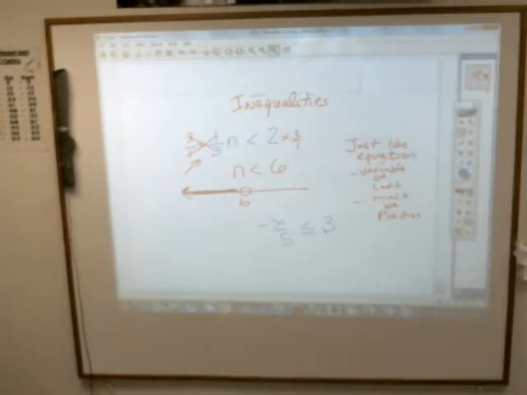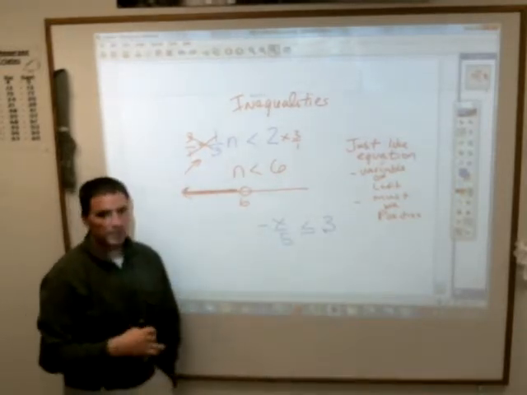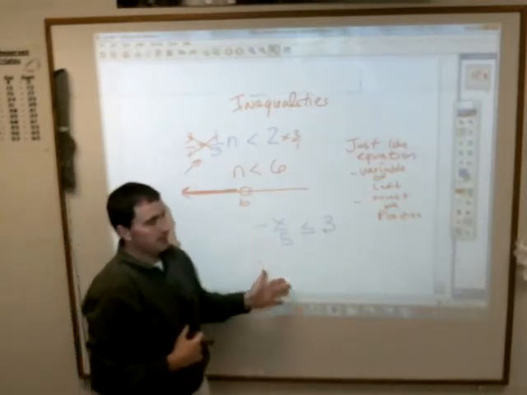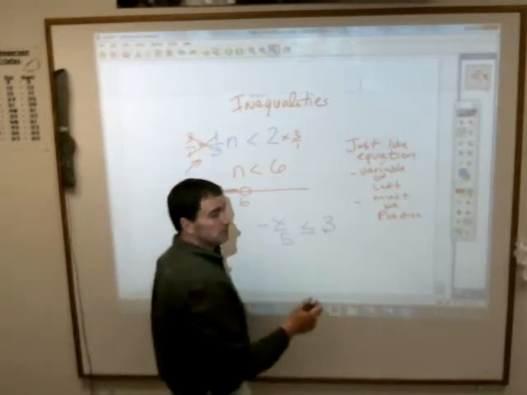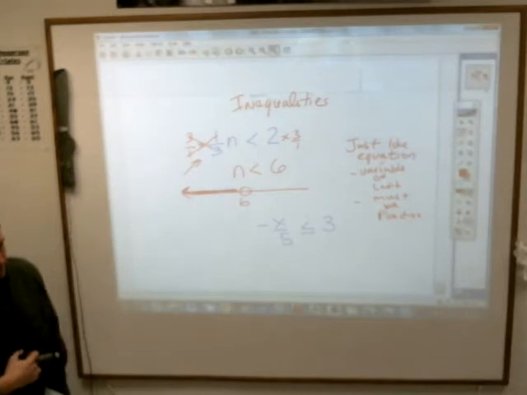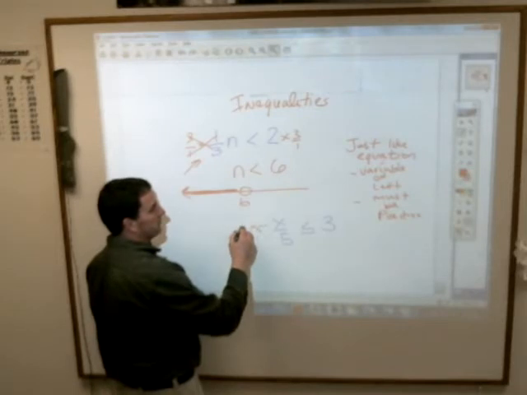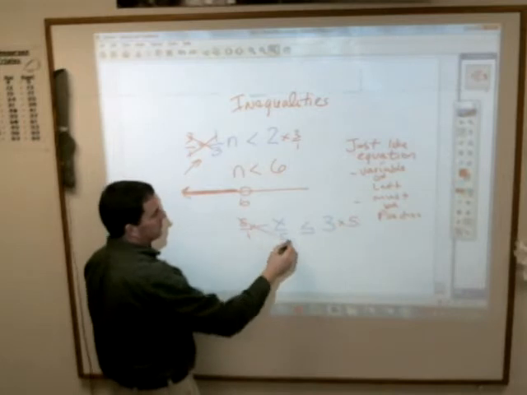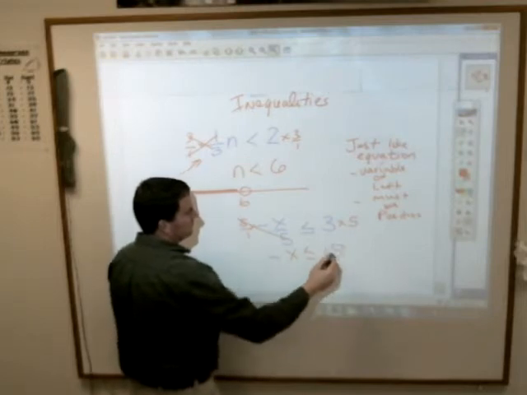Thoughts on how to solve that? Again, when you're talking inequalities or equations, in order to get rid of things, you always do their opposite. So if I have negative x divided by 5, in order to get rid of a divided by 5, the opposite of dividing by is multiplying by. You multiply both sides by 5. This crosses off. Now I have a negative x less than or equal to 15.